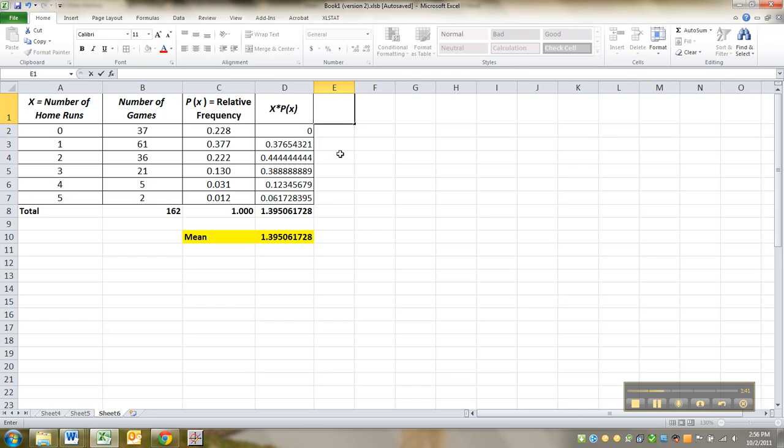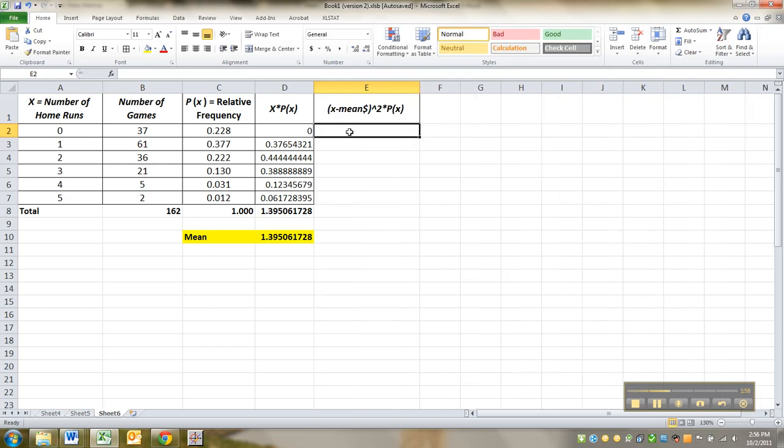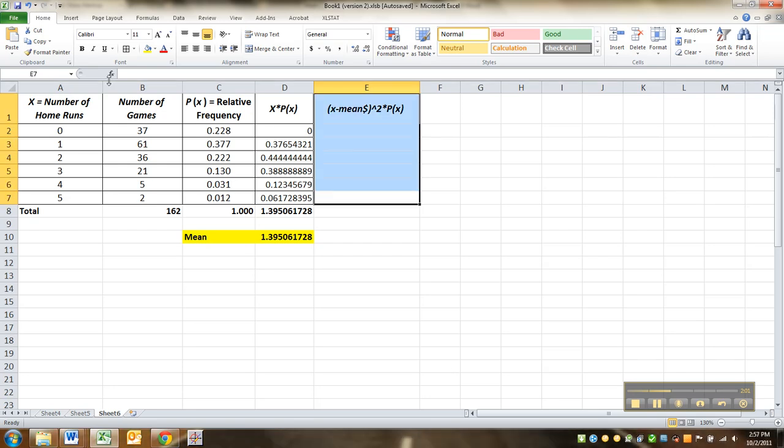All right, now here, in order to find the variance and the standard deviation, we need x minus the mean. But the mean has to have dollar signs. And then you square it. And then you multiply it by the probability. It took me a second to think of it. Kind of long. That's okay. I'm going to give it borders.